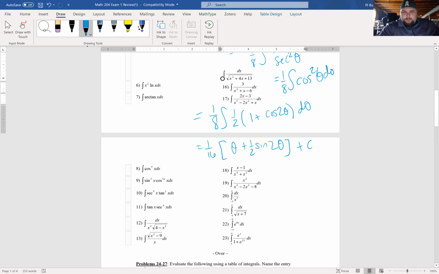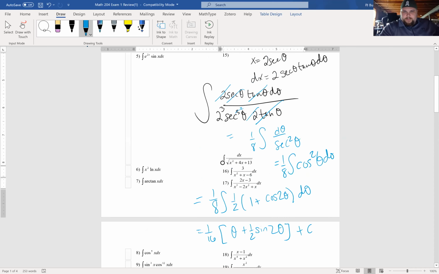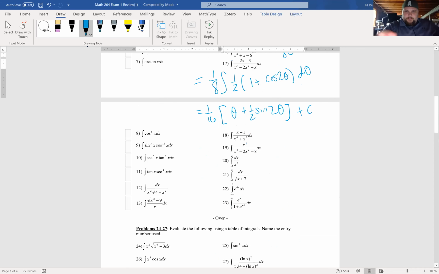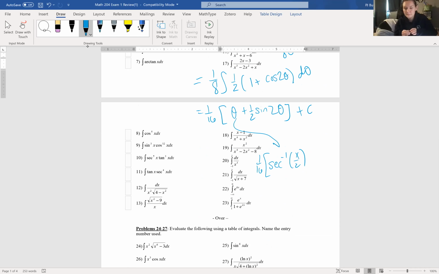And theta was related to secant x over 2. So this is going to be 1/16 inverse secant x over 2, right? Because again, the only time you can use that is when theta is by itself. And then sine of 2 theta is 2 sine cosine. And then it's got a 1/2 in front, so 1/2 times 2 would cancel. And we just need the representations of sine and cosine.